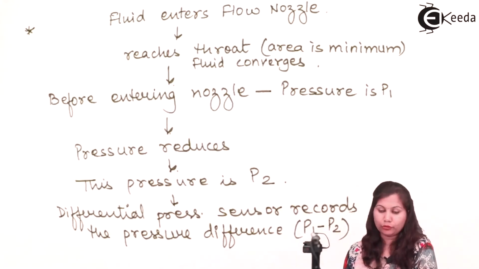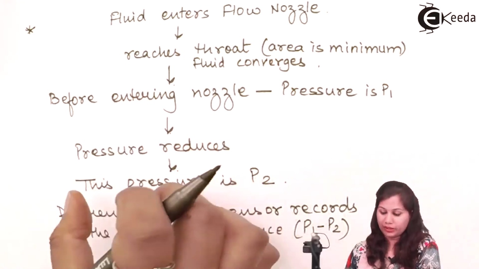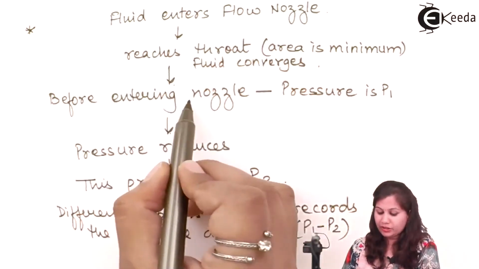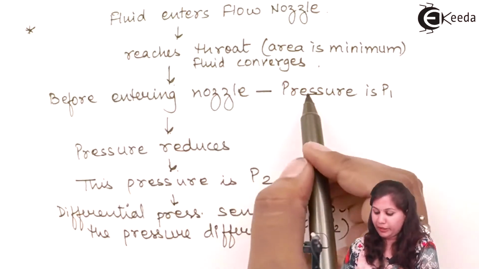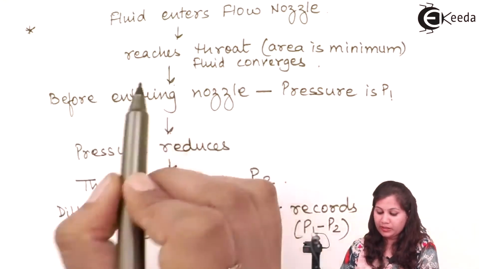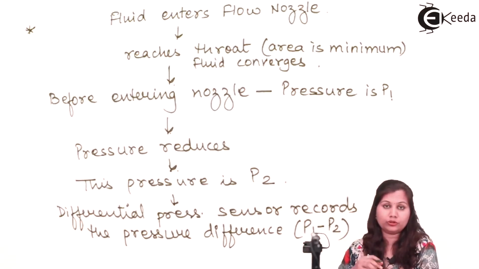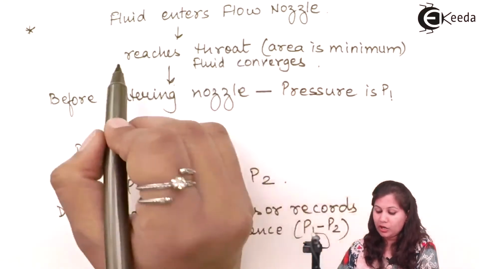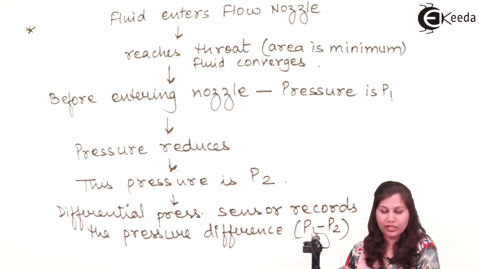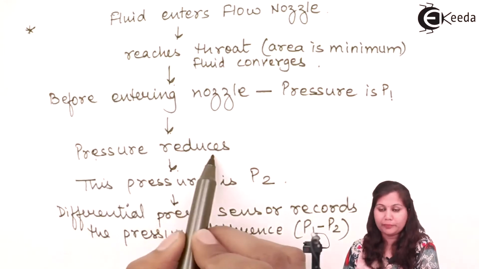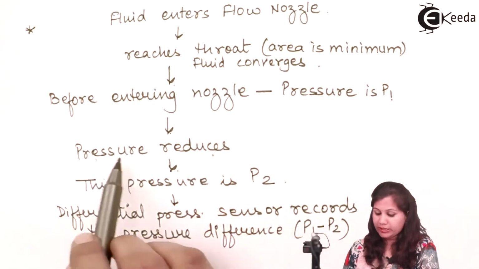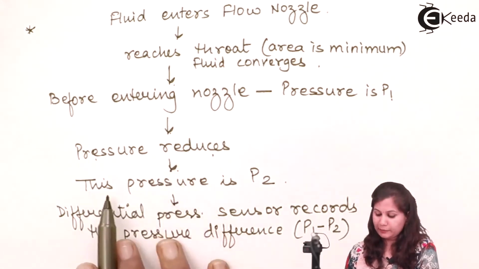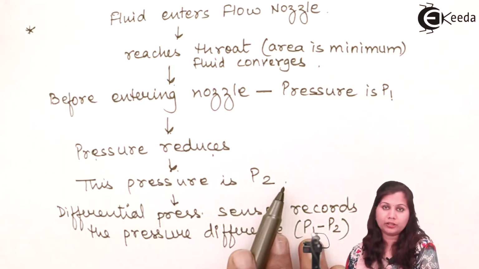So with the help of the flow chart, we can understand its working. Fluid is entering the flow nozzle. Before entrance, the pressure is P1. When the fluid reaches the throat, which is the part having the minimum area, the fluid converges and, due to which, the pressure reduces until it reaches its minimum value. This pressure is called P2.